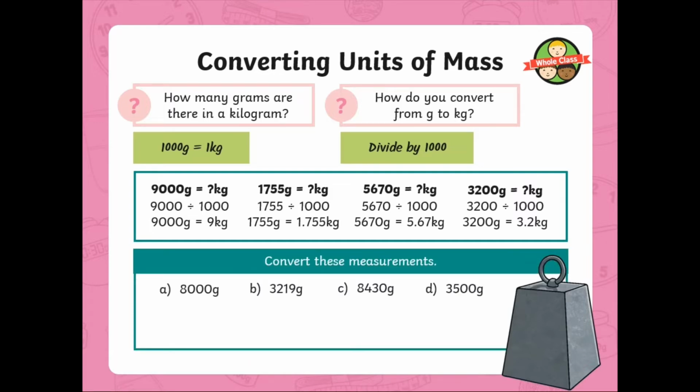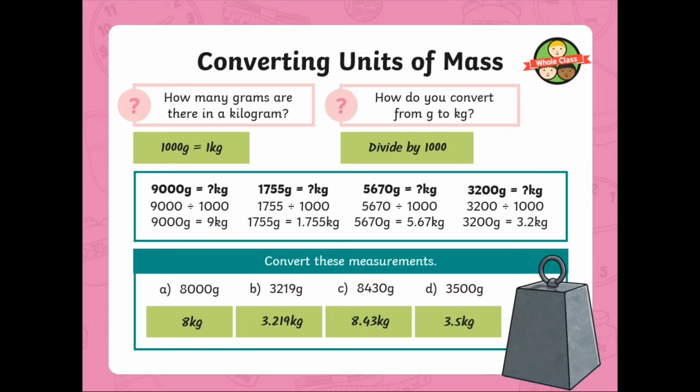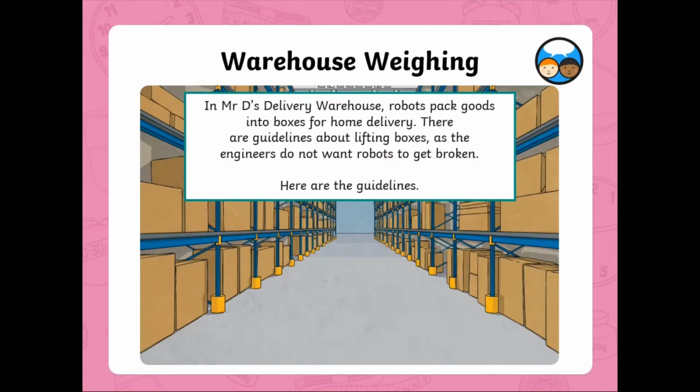Okay, so have a go at doing these yourself, pause the video if you need to, and then press play to see the answers. So 8,000 grams, that's 8 kilograms. 3,219 grams, 3.219 kilograms. 8,430 grams, 8.43 kilograms. And 3,500 grams is 3.5 kilograms. Okay then. Now let's have a little look at the word problem here.